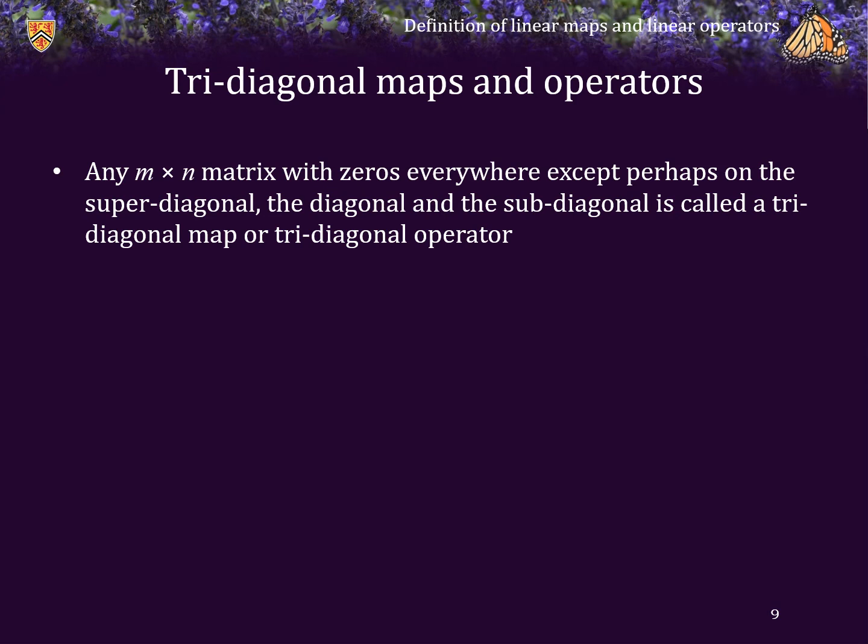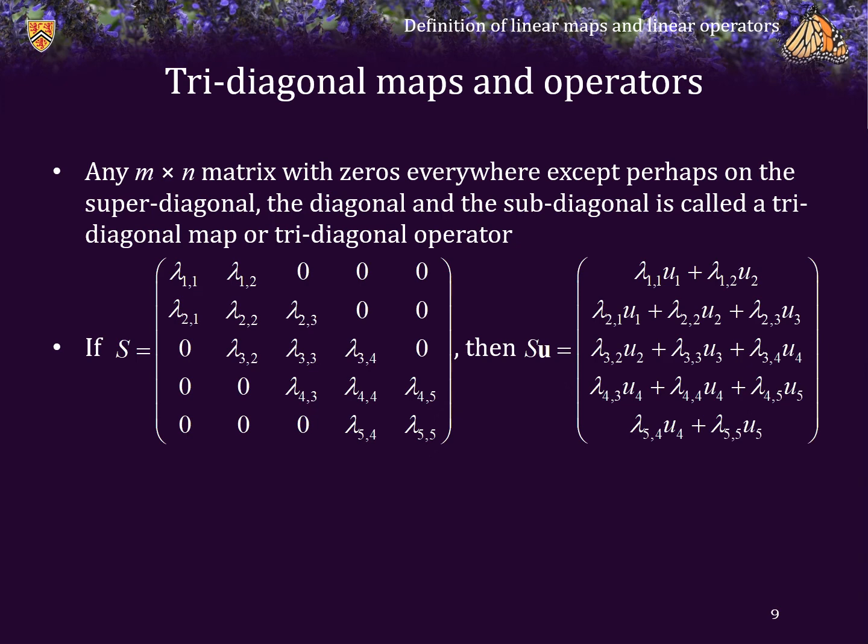Finally, a tridiagonal map or tridiagonal operator has entries zeros everywhere except for on the diagonal, subdiagonal, and superdiagonal. So here's one such example, and you can see the result of multiplying a vector u by this particular matrix.